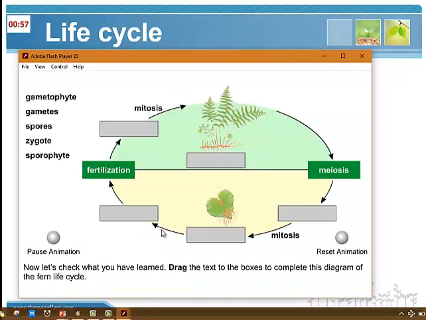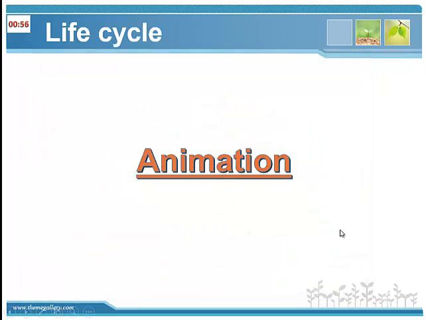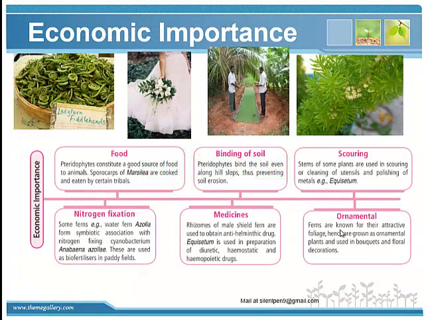Drag the text to the boxes to complete this diagram of the fern life cycle. I think it's one of the easiest life cycles. Now we look at the economical importance. We have six different economical importances here.